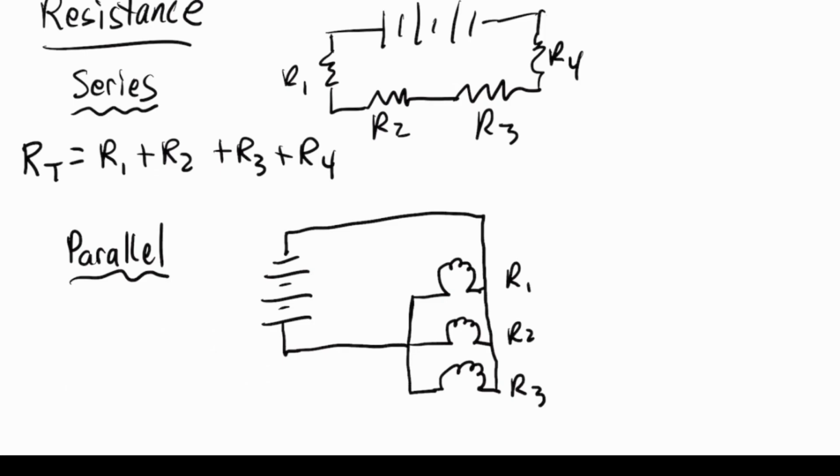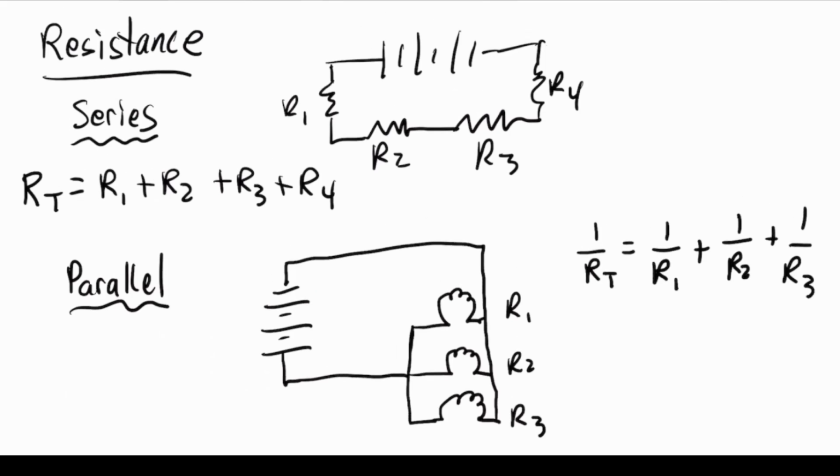So we're going to say this has a resistance 1, and resistance 2, and resistance 3, and I'm just going to note that the total resistance of this circuit here is going to be the sum of the inverse of each individual resistor. So it's going to look like this. It's going to equal 1 over R1 plus 1 over R2 plus 1 over R3.